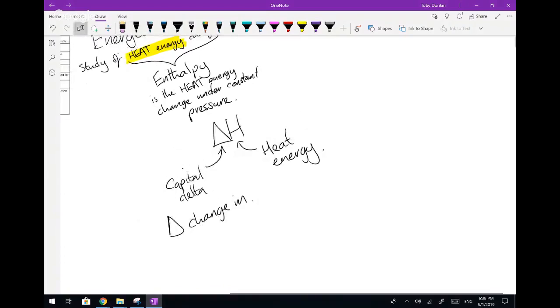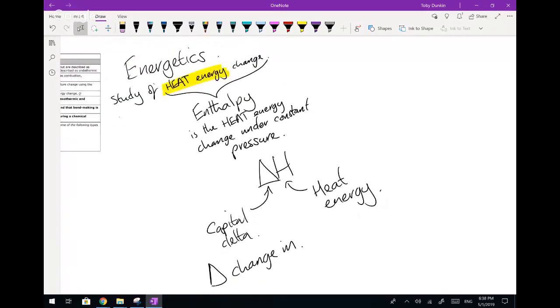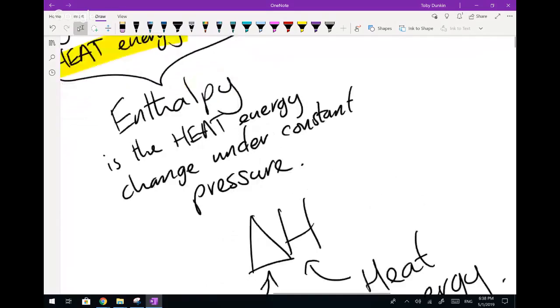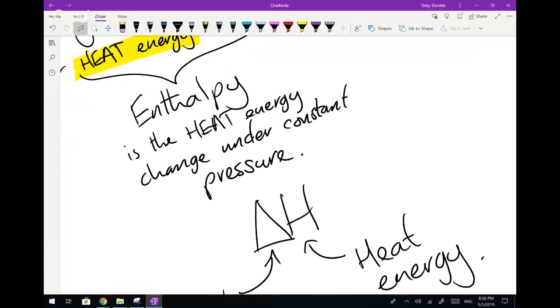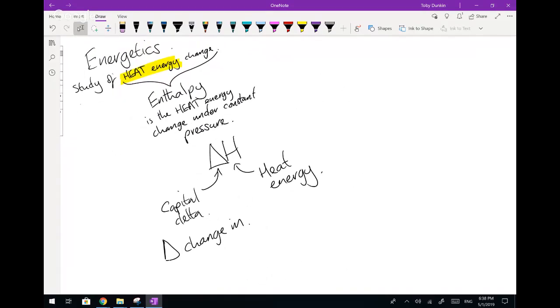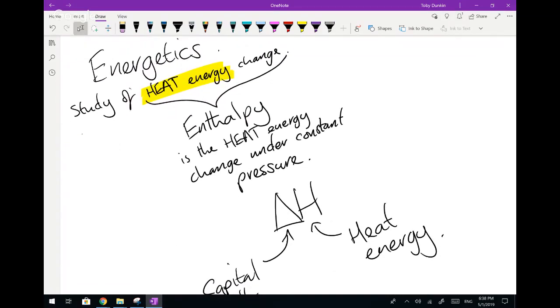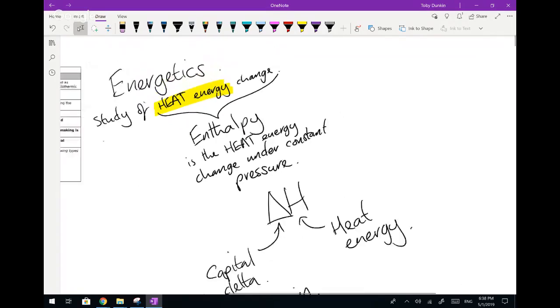So we've got our capital delta, meaning change in, and our capital H, meaning heat energy. And all of that is pulled together in the symbol for enthalpy, the heat energy change under constant pressure. Students then often ask me why constant pressure, and that's because if you alter pressure, you will alter heat change. If you raise pressure, you will increase temperature. If you decrease pressure, you will decrease temperature. You don't need that definition for GCSE, but it's nice to talk it through and have a bit of extra detail.